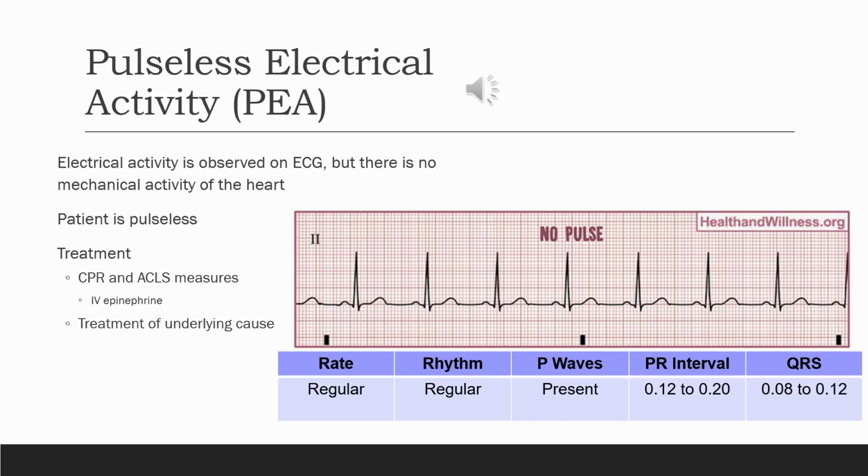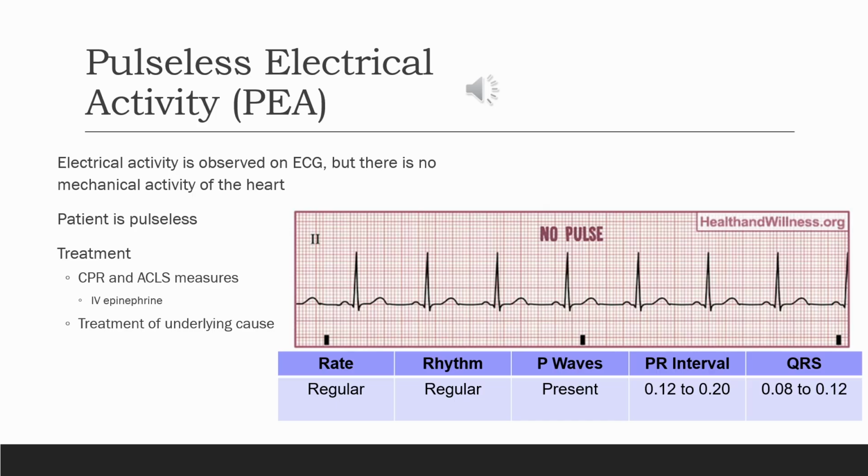PEA, a lot like asystole, is not a shockable rhythm. Therefore, defibrillation is not indicated. Instead, our priority is immediate CPR and identifying the underlying cause. Since the heart's not pumping, we need to act very fast, following the ACLS guidelines for PEA, which again are very similar to asystole: start high-quality CPR, administer epinephrine, and identify and treat the underlying causes.